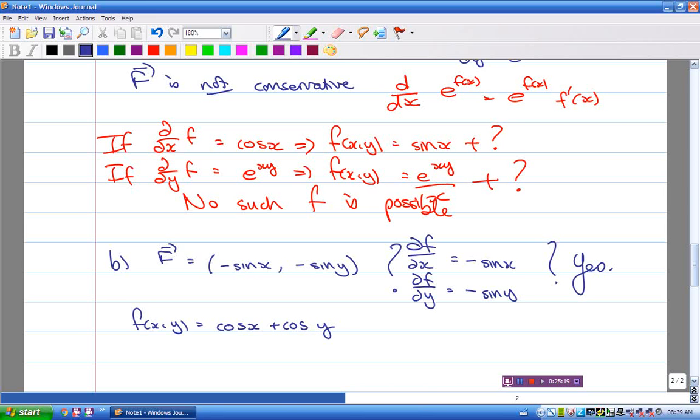Because that'll totally work. Because when I differentiate that little f, the cos y term differentiates to 0 in my x derivative, and the cos x term differentiates to 0 in the y derivative, and my two derivatives will simply be minus sin x and minus sin y. So therefore, F is conservative. And this thing is its potential function.